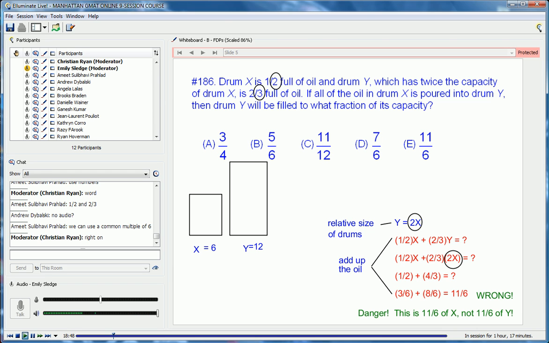That means the smart number for Y is 12. And you can actually draw your oil in there at about 1/2 and about 2/3 full. Again, just to keep track of what's what. And that means that there's 3 gallons or whatever of oil in X, and there are 8 in Y. Plus, you can physically track the pouring of it and realize that there are 11 total after that's poured. So that's 11 out of 12, and there's your answer.